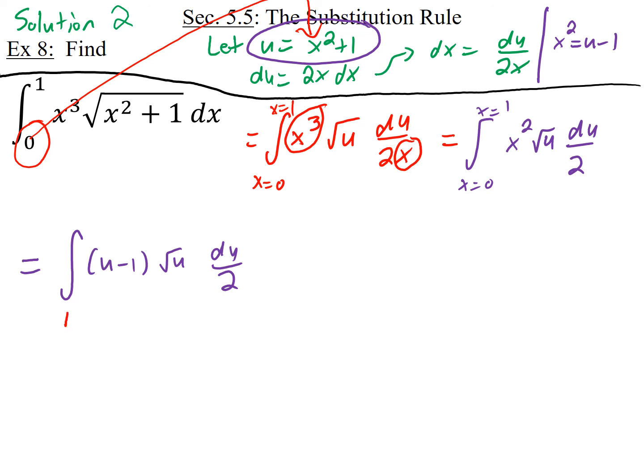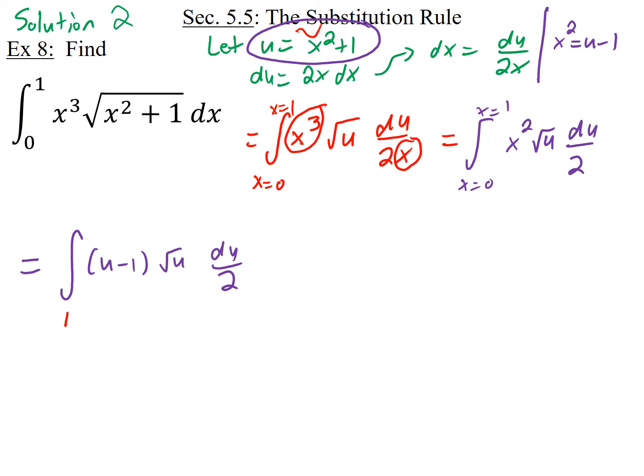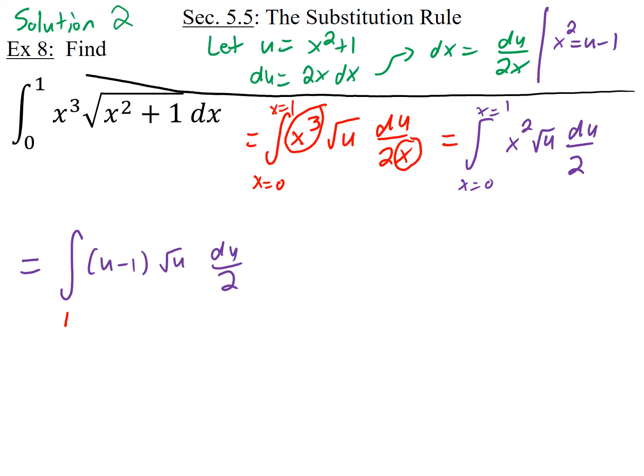Then you can do the same thing with the other number. So you're going to plug in 1 in for that x there. And you get u equals 1 squared plus 1, which is 2. So the numbers change, that number changes to 2. So it went from integral 0 to 1, where 0 and 1 were x numbers, to now integral from 1 to 2, where 1 and 2 are u numbers.